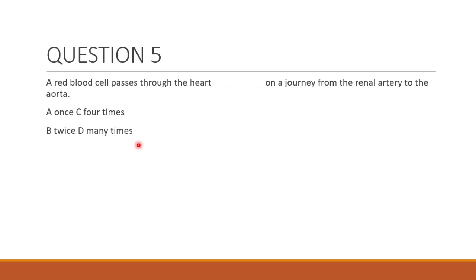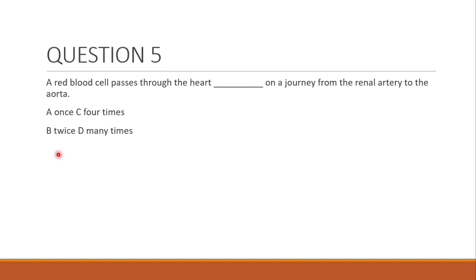Question 5. A red blood cell passes through the heart dash on a journey from the renal artery to the aorta. Interesting question. Is it A, once, B, twice, C, 4 times, or D, many times? Pause the video, try to answer this question on your own.